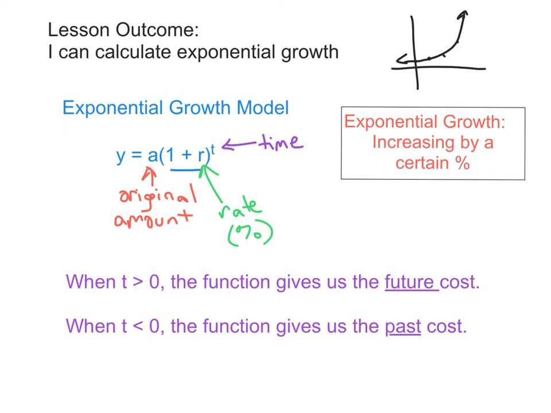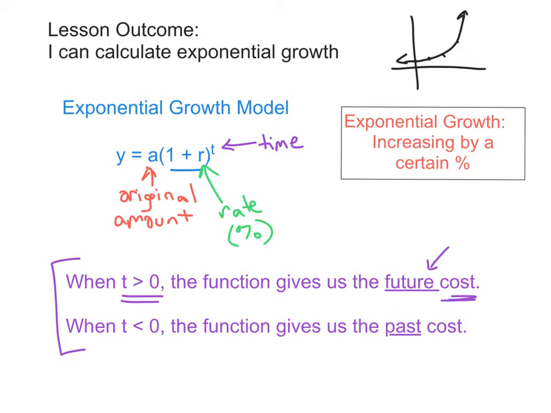Now, let's talk about time a little bit. When t is greater than 0, like 1, 2, 3, 4, the amount of time that we're raising that growth factor by, the function will give us future values. So if we're talking about an original amount of money, if t is 3 years down the road, and the money is growing, we're getting a future amount.